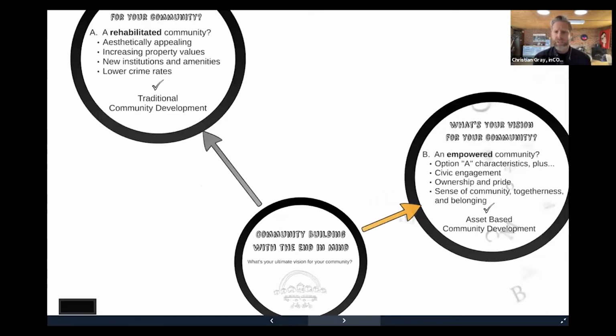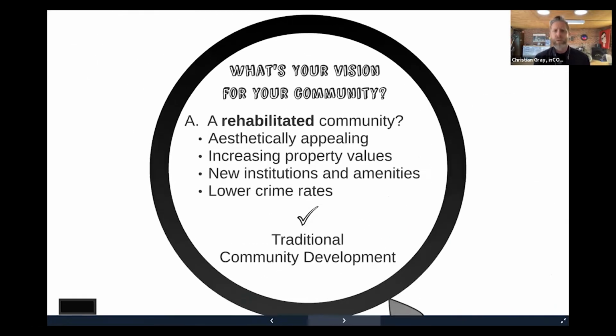And the way I see it, there's at least two routes to do community development. There's more than this, but I think the basic black and white is the two different routes: traditional community development and asset-based community development. If we're using the tool of traditional community development, I think what we're after is a rehabilitated community. This has a lot to do with the bricks and mortar of the community, the physical components.